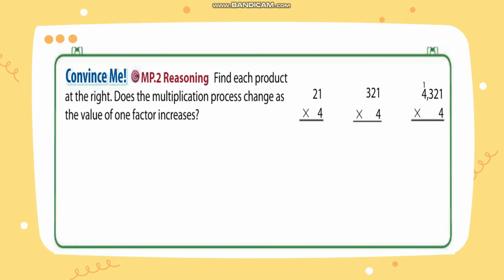Find each product at the right. Does the multiplication process change as the value of one factor increases? Okay, so if we're going to multiply 21 times 4, that is 4, then 8.